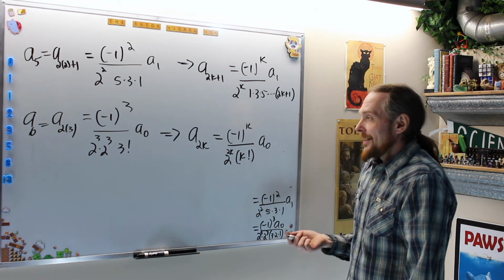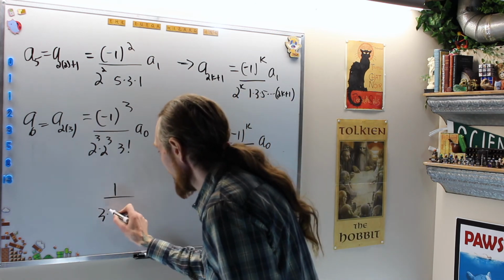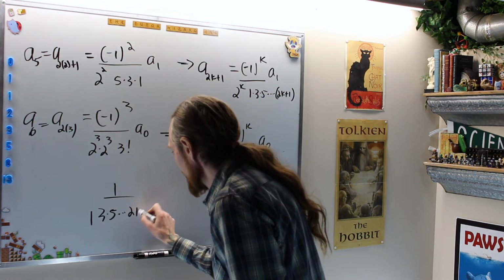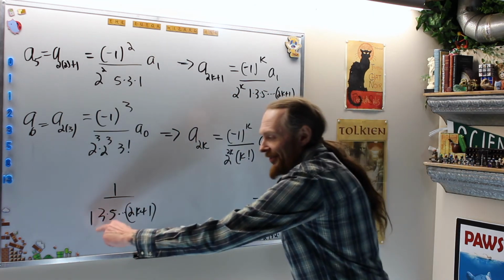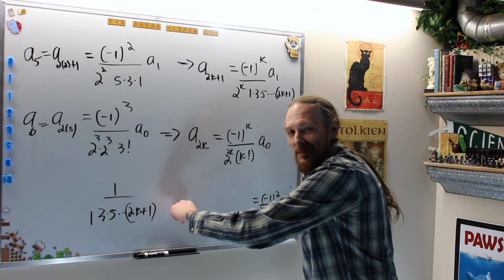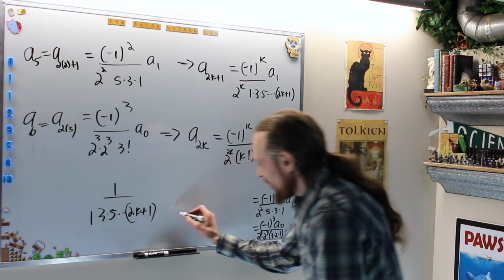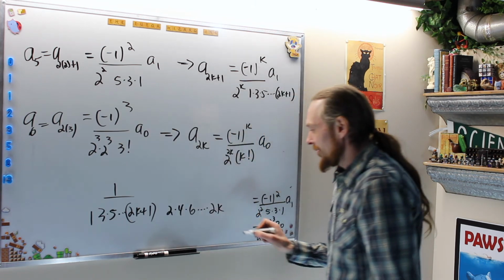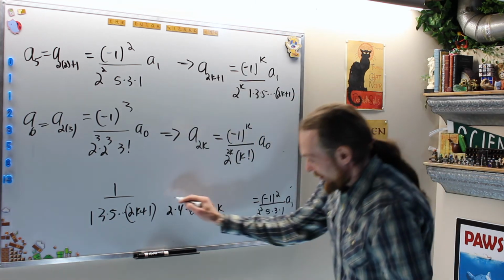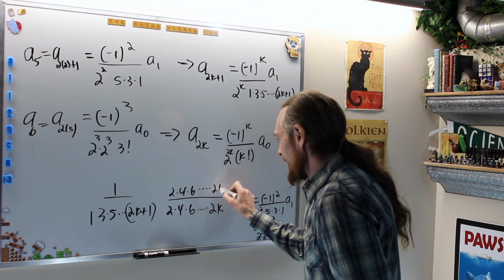And now, just as an aside, 1 over 1 times 3 times 5 times up to 2k plus 1. This would be a factorial, but it's only the odd numbers multiplied. It's missing all the even numbers. Well, I'm going to just put them back in then. 2 and 4 and 6 and 2k. Let's go. And you're like, that's crazy. No, it's not, because I'm going to use my favorite dirty trick. I'm going to multiply by 1.